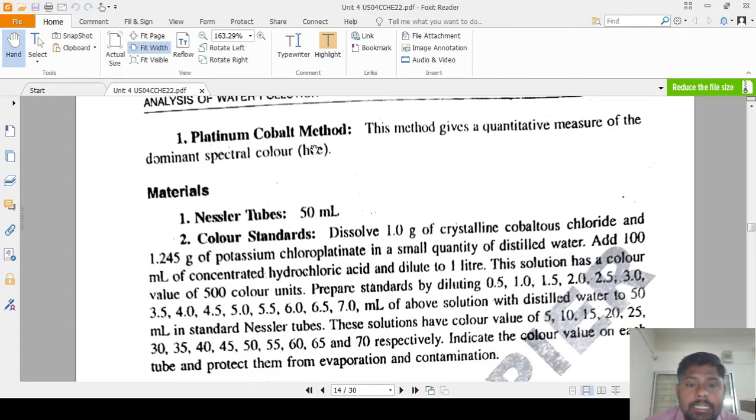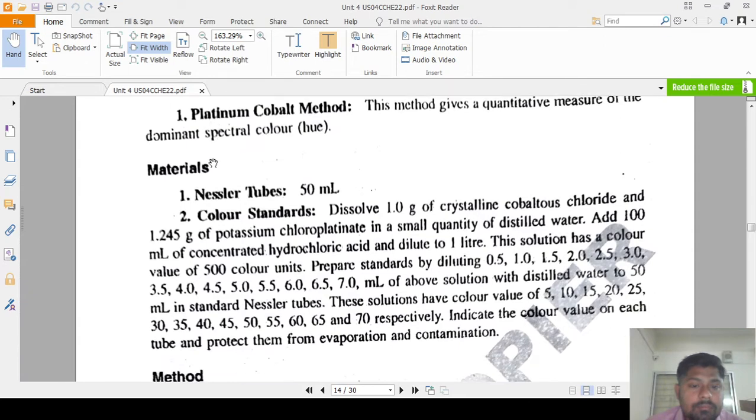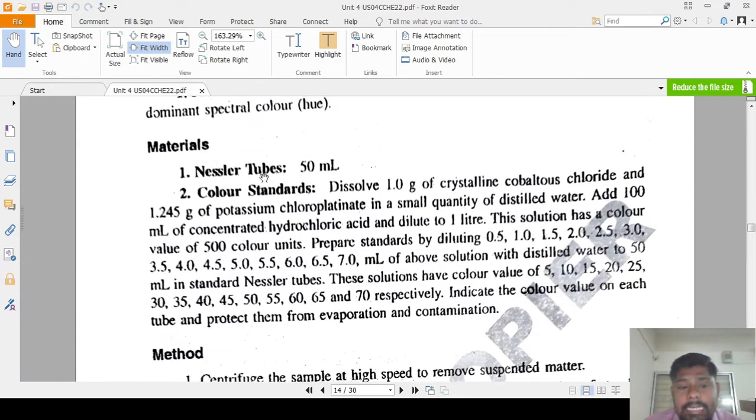Number 1, the platinum cobalt method, that is the practical. It is a quantitative measurement of the pollutant in the water. Materials: Nessler tubes. Nessler tubes are wide test tubes; 50 ml Nessler tubes are there. Some color standards. So here is the process by which you can prepare the color standards. You have to find out the way by which you can memorize this process, producing some shortcut keys or brief notes to remember this.